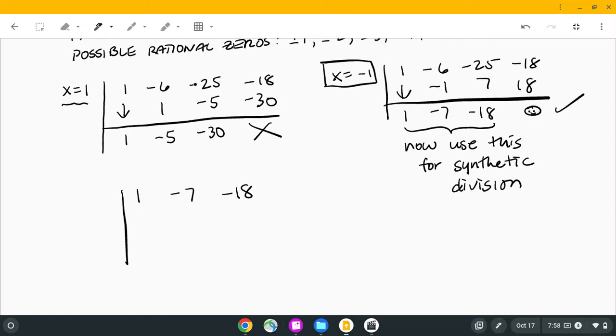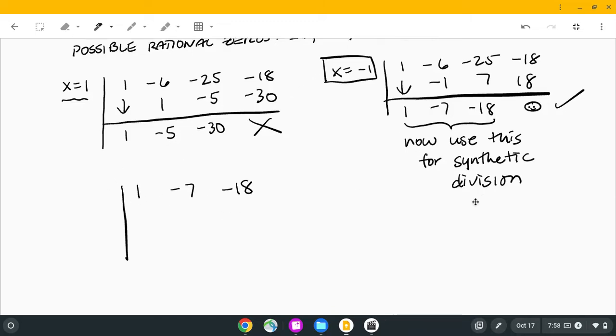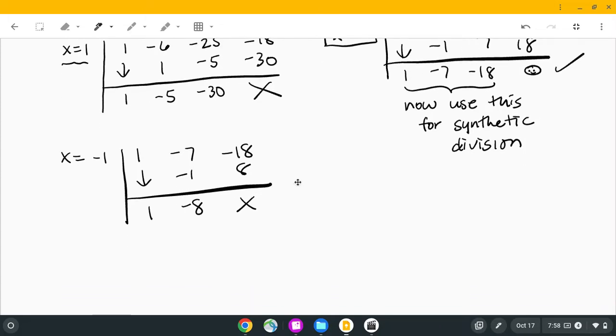If x equals 1 did not work here, it's not going to work here. However, if x equals -1 worked here, then it could work again. So if you found this to be a solution, you might want to try it again just to make sure. So I'm going to bring this down. 1 times -1 is -1. We'll put that here. -7 and -1 is -8. -8 times -1 is +8. So that didn't work. Not a problem.